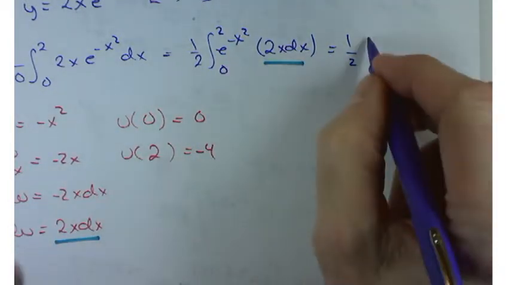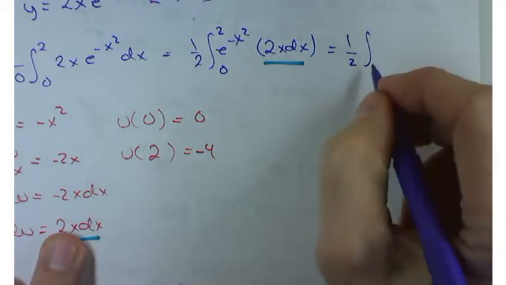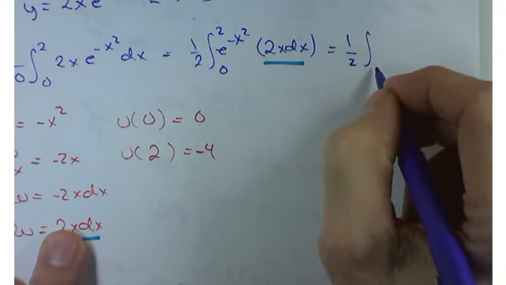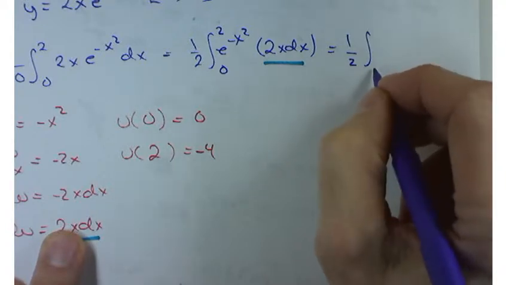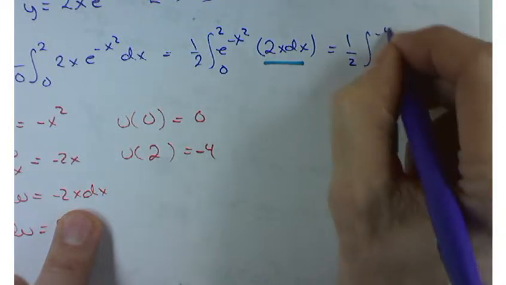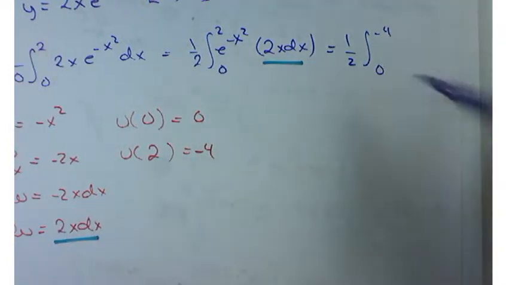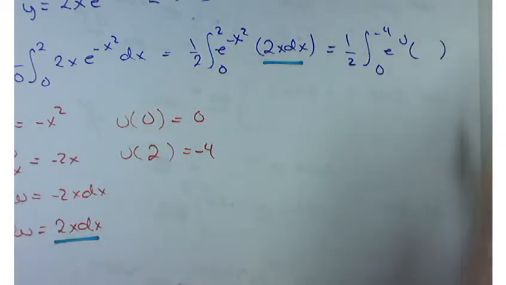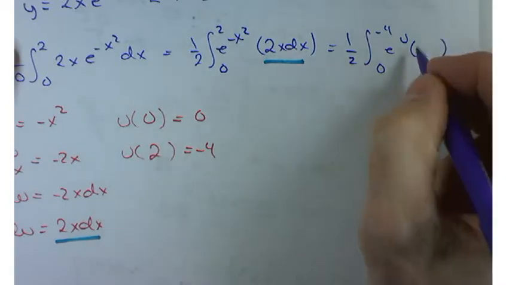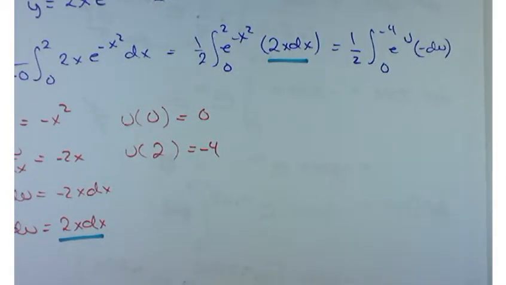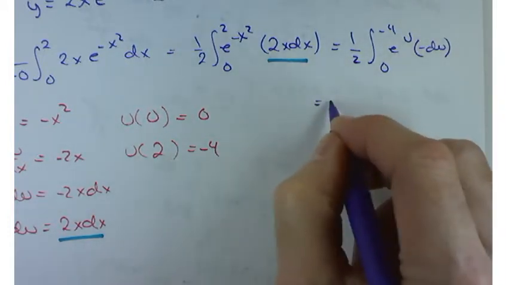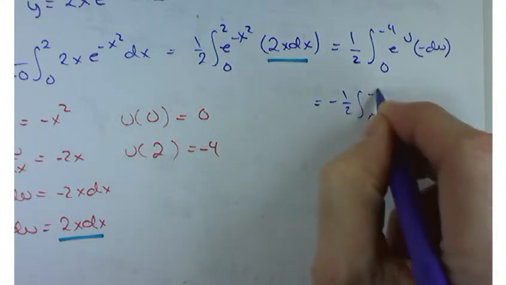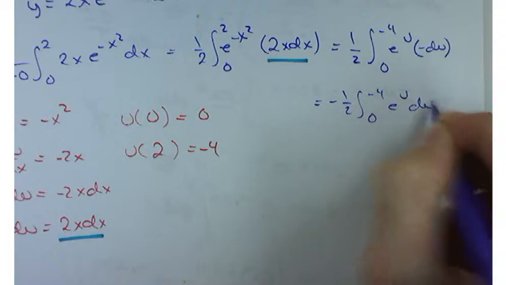I haven't done my u substitution, but now that I do my u substitution, I have done. All right, so from 0 to negative 4 of e to the u times what? Well, I got a negative du, and I'll show you a little trick. If you're bothered by that little negative sign there, I would certainly pull it out front at the very least. Minus 1/2 the integral from 0 to negative 4 of e to the u du.